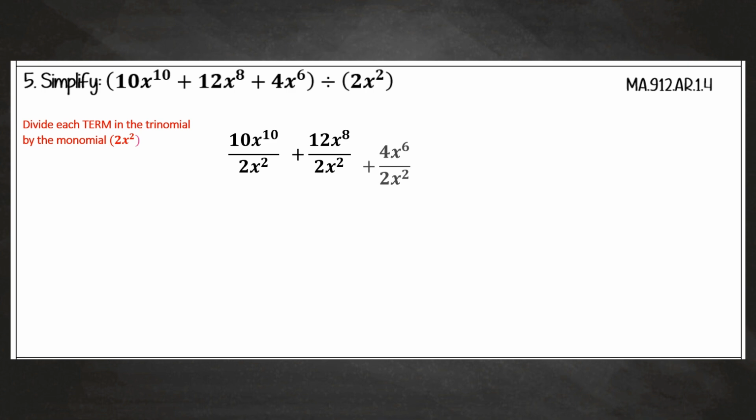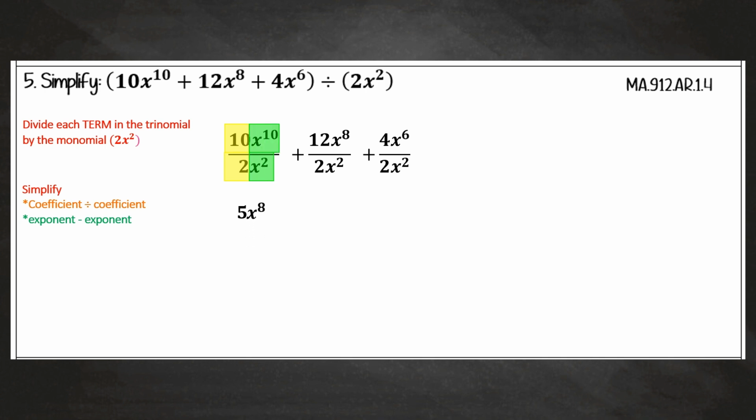12x to the power of 8 divided by 2x squared, and 4x to the power of 6 divided by 2x squared. Again, we're going to do coefficient divided by coefficient, exponent minus exponent. So 10 divided by 2 is 5. X to the power of 10 divided by x to the power of 2 is x to the power of 8. 12 divided by 2 is a positive 6.